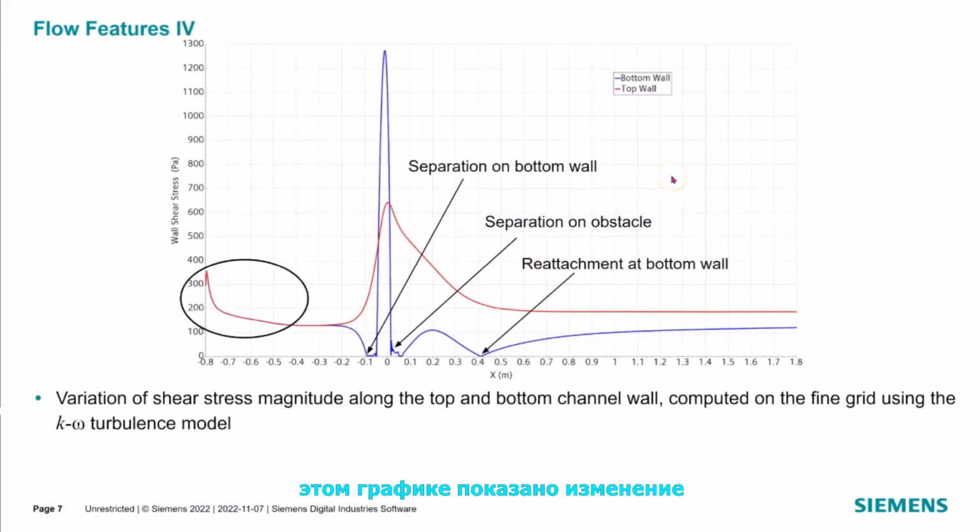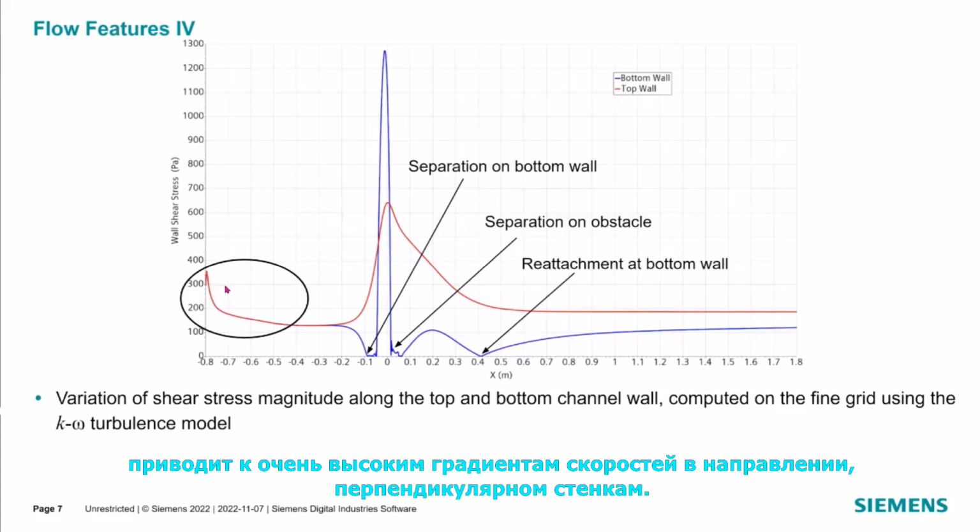This plot shows the variation of shear stress magnitude along the top and bottom walls computed on the fine grid using the k-omega turbulence model. Near inlet boundary, wall shear stress is higher than in a fully developed flow because a constant velocity was specified at the inlet, resulting in very high velocity gradients in the direction normal to walls.